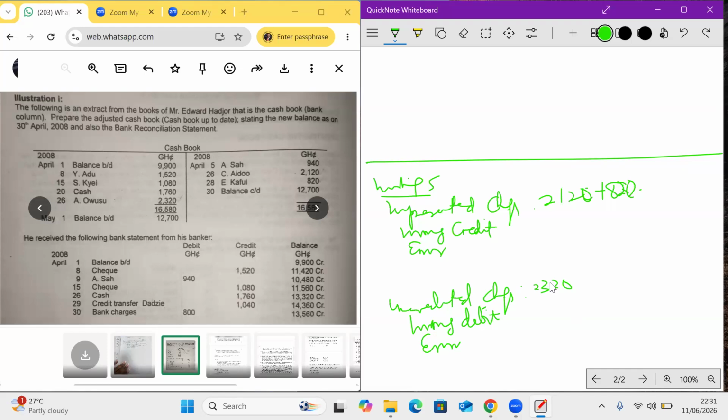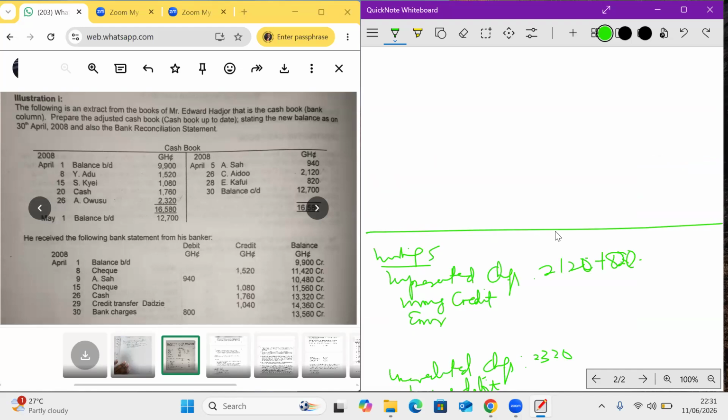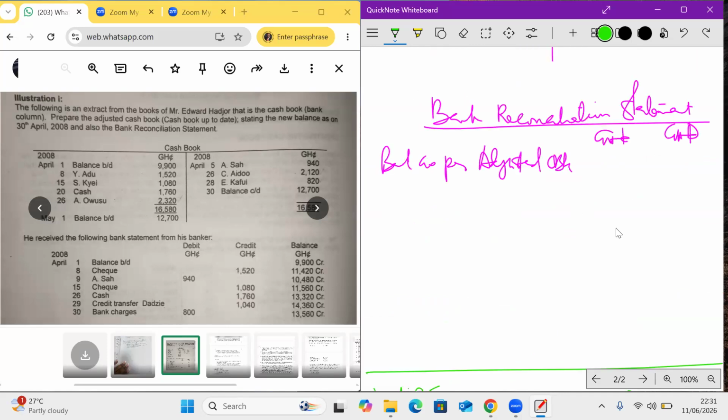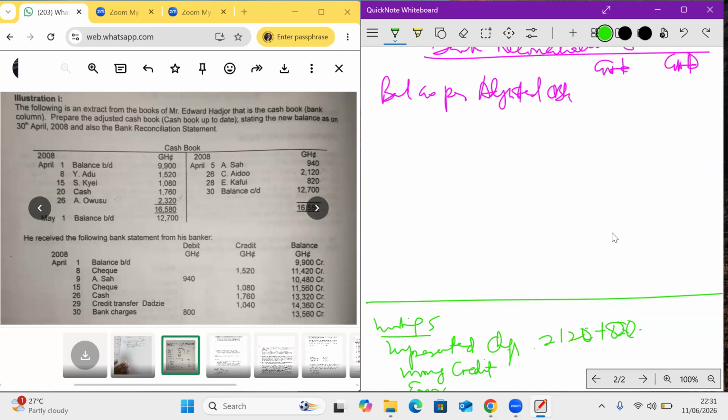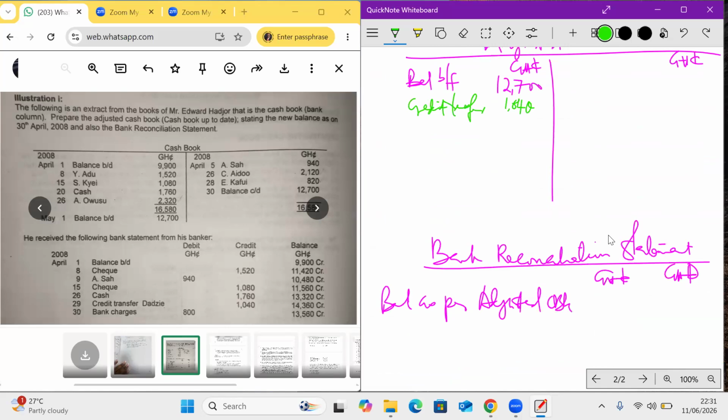What figure is next? 800 is not there. So what do we do? You go to your adjusted cash book. Why are we using the adjusted cash book? That's what we use to correct the cash book. So what do we write? You put at the credit side 800, and then you name it bank charges.